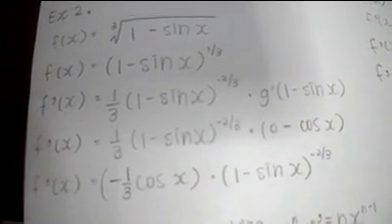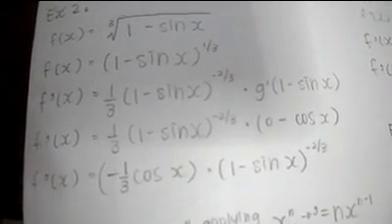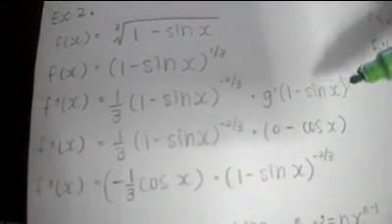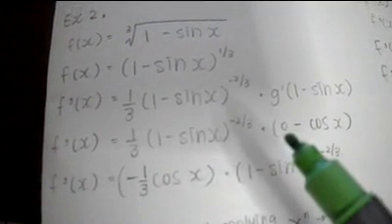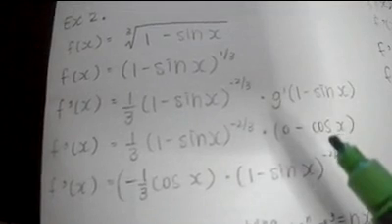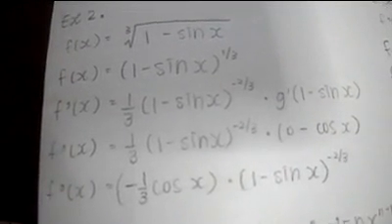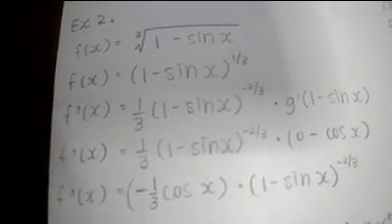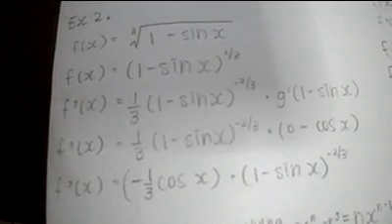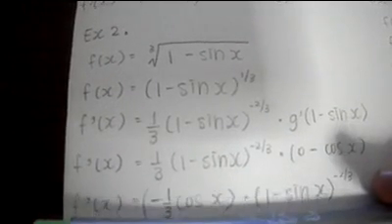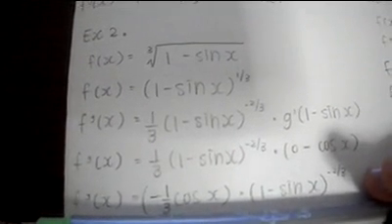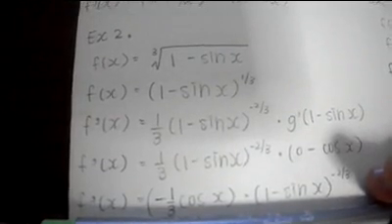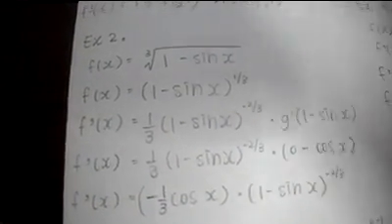Now we have to find the derivative of the inside function, which is 1 minus sine x. 1 has no derivative, and sine x turns into cosine x. And we get negative cosine x for the derivative of the inside function. Now we have to multiply these two derivatives together, and we get negative 1/3 cosine x times 1 minus sine x to the power of negative 2/3, which is the final answer for this problem.